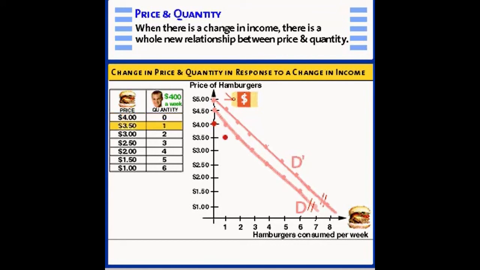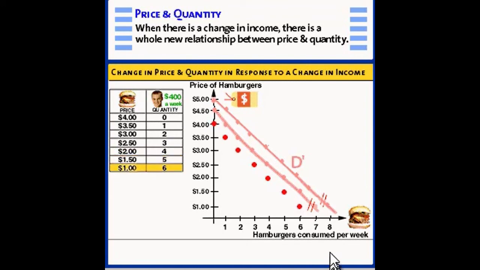If the price drops down to $3 a hamburger, Bob will buy 2 hamburgers. We get a dot like this, and so forth. Just go through and fill in the numbers from the chart. $2.50 gets us 3 hamburgers. A price of $2 gets us 4 hamburgers. A price of $1.50 gets us 5 hamburgers. A price of $1 gets us 6 hamburgers per week, and so forth.